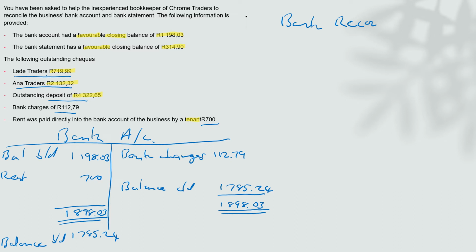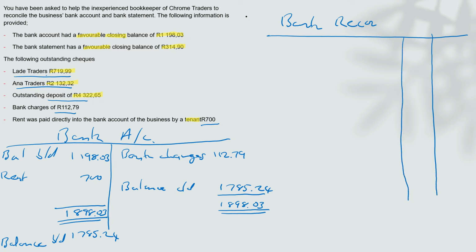Right, then you do the bank reconciliation. Bank recon statement. It's got two sides, debit and credit. The first thing that you put up there is the balance as per bank statement, and that always goes to the credit side. If they say it's favorable, it goes to the credit side. If they say unfavorable, it goes to the debit side.